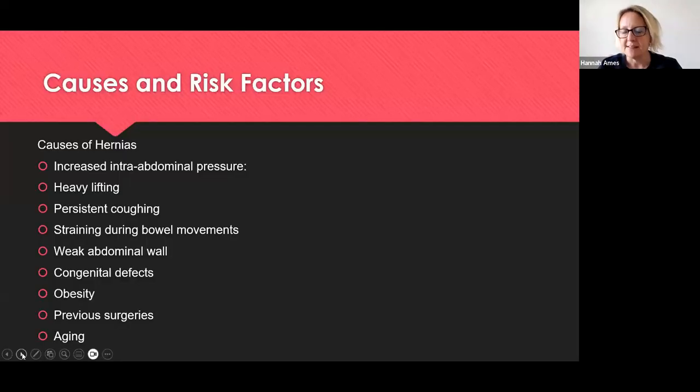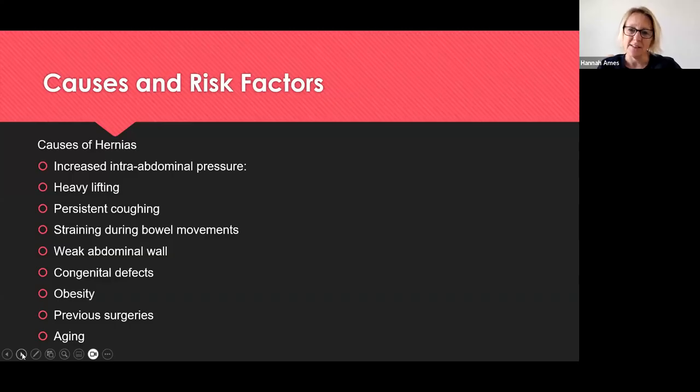There are some common risks that increase people's risk of getting a hernia. Any increase in intra-abdominal pressure, such as heavy lifting, is quite a common cause of hernia, especially in the male population. Persistent coughing, straining for bowel movements, and persistent constipation also contribute. If you've generally got a weak abdominal wall, there can be congenital defects as well. Obesity is a risk factor, potentially previous surgeries, and generally just aging.